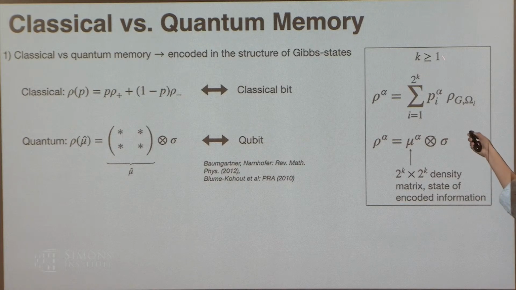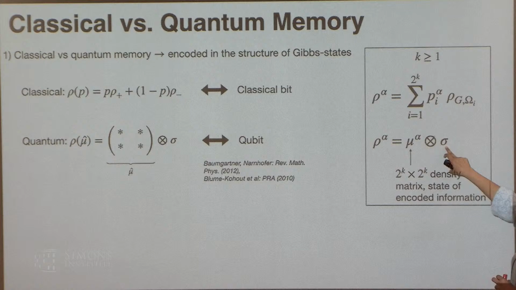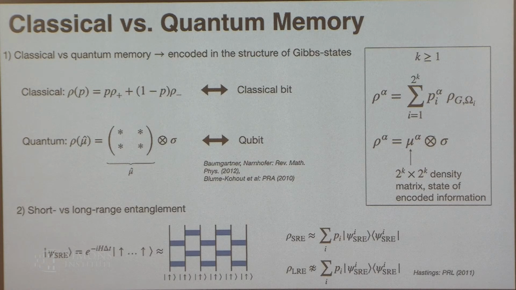If I have more than one bit, then again I have this 2 to the k dimensional vector for the classical problem. But for the quantum problem, I have a 2 to the k by 2 to the k dimensional density matrix, which encodes the state of the encoded information. So which steady state I'm talking about depends on what information I'm trying to preserve, whereas the rest of it doesn't care about alpha.